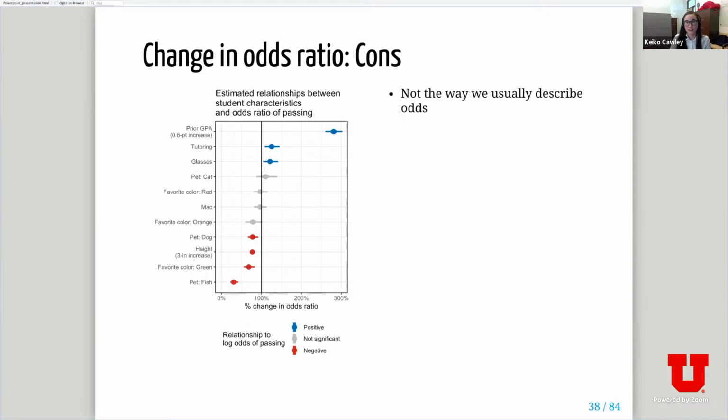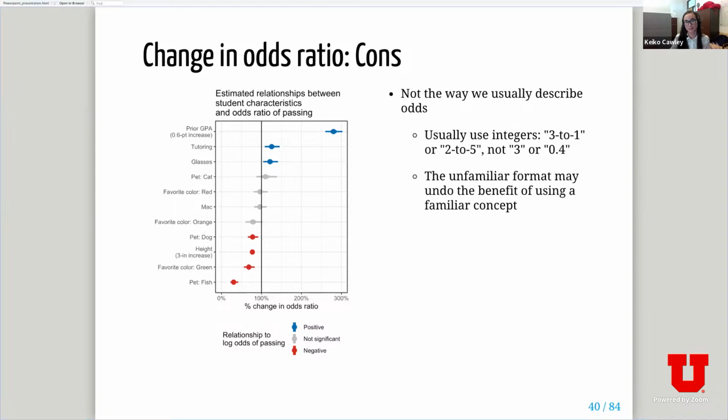Some cons, however, is that it's not the typical way we describe odds, right? Usually when we hear odds, we hear two integer values, right? The odds are for 3 to 1, or the odds are against 2 to 4. But when you look at this caterpillar plot here, for each parameter, you're only seeing one band, not two. And so you're going to have to do some explaining here. And the fact that you have to do some explaining might undo the benefit of using a familiar concept.